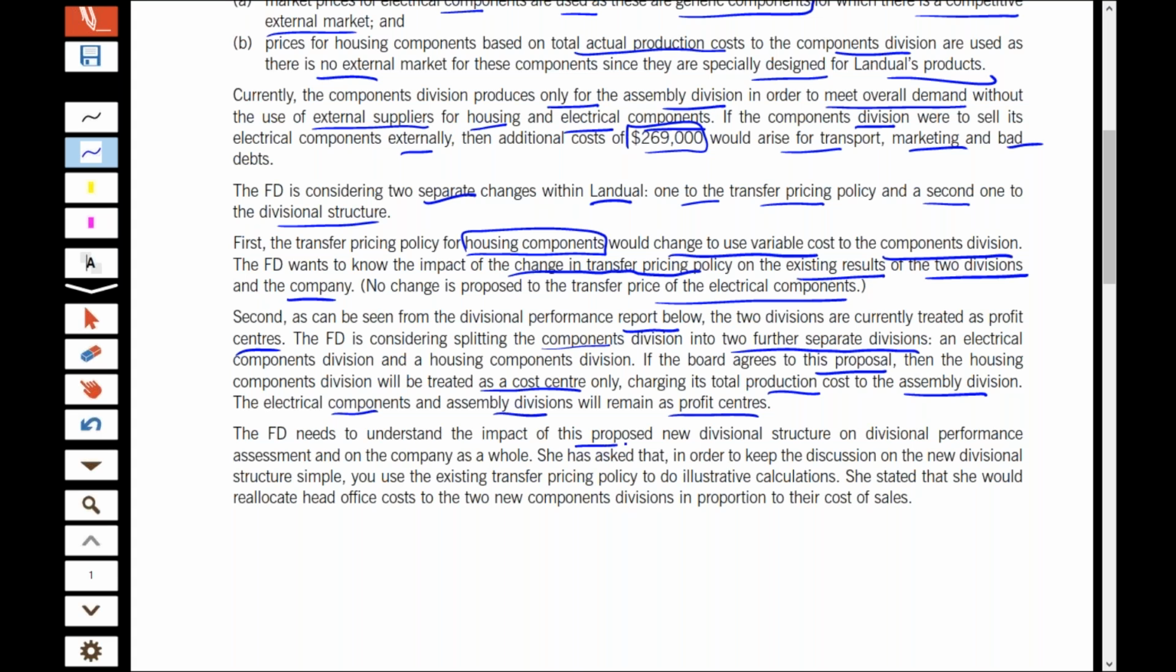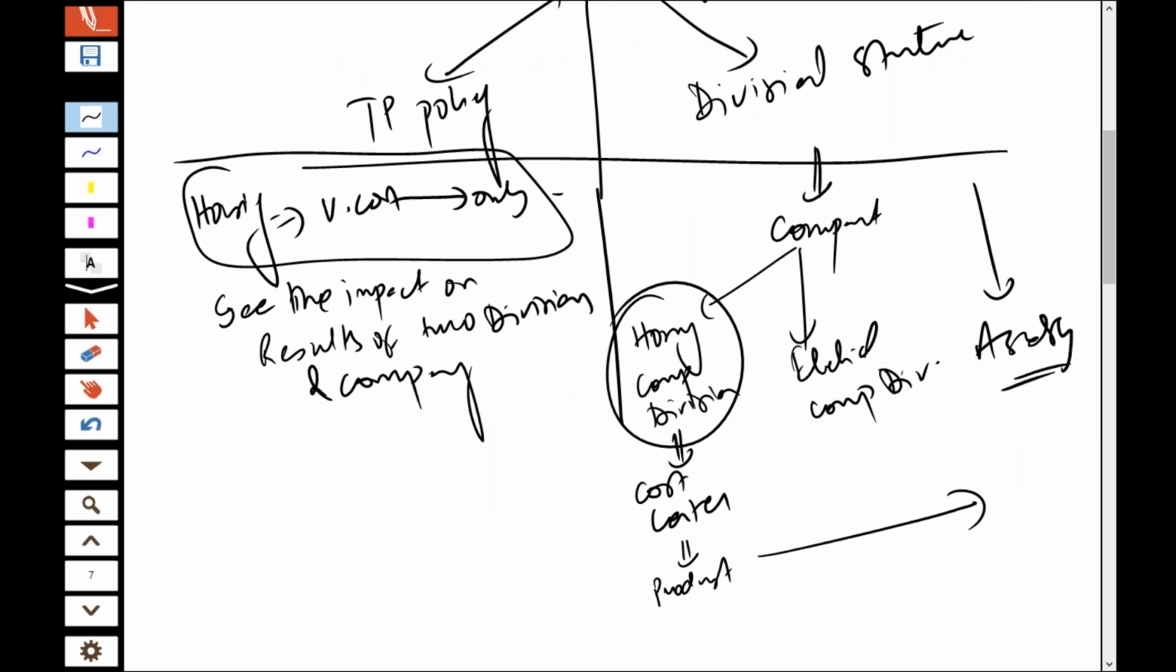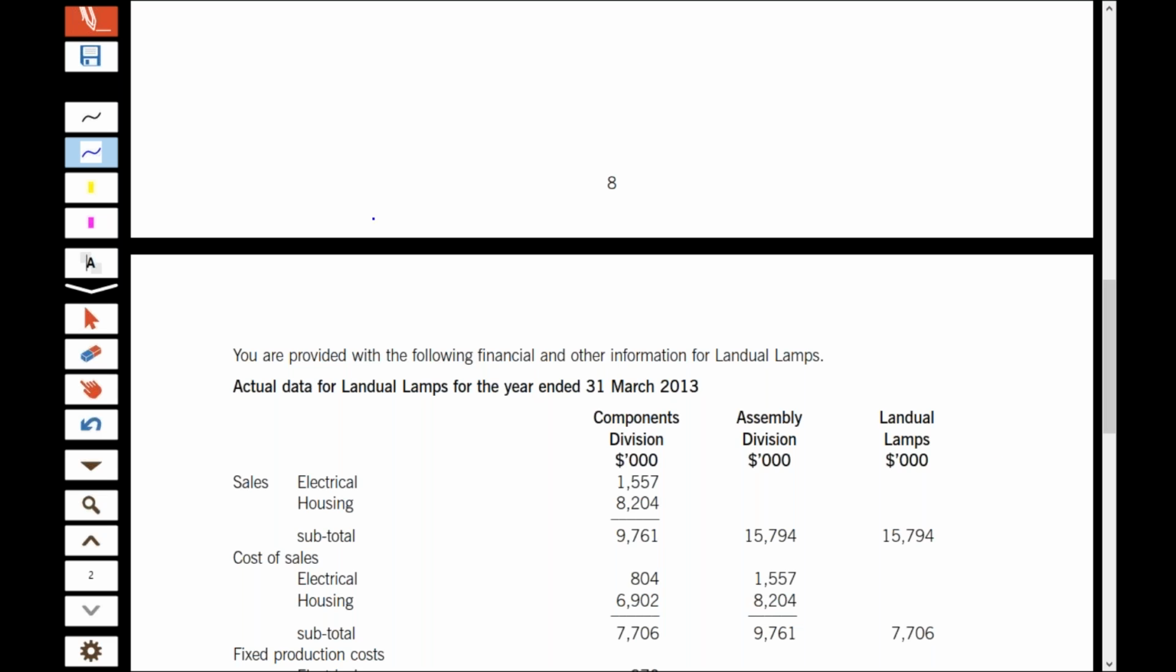FD needs to understand the impact of this proposed new structure on divisional performance assessment, and on the company as a whole. She has asked that in order to keep the discussion on the new divisional structure simple, you use the existing transfer pricing policy to do illustrative calculations. She stated that she would reallocate head office costs to the two new components in proportion to their cost of sales. Now, what exactly is this?